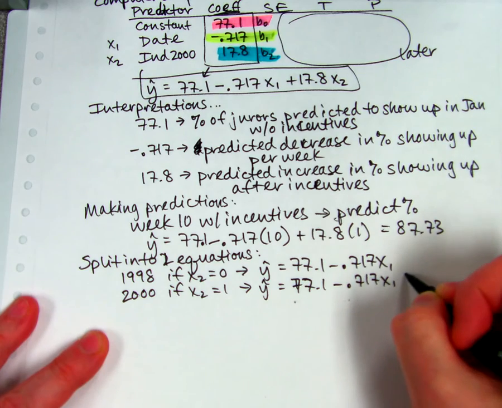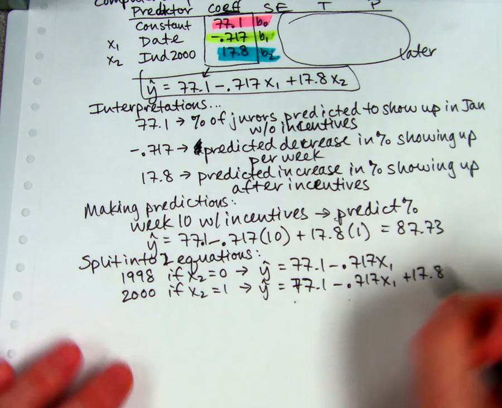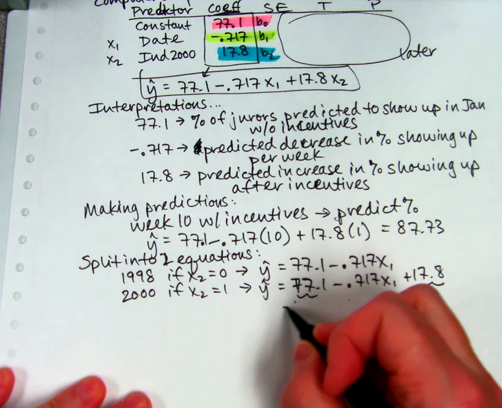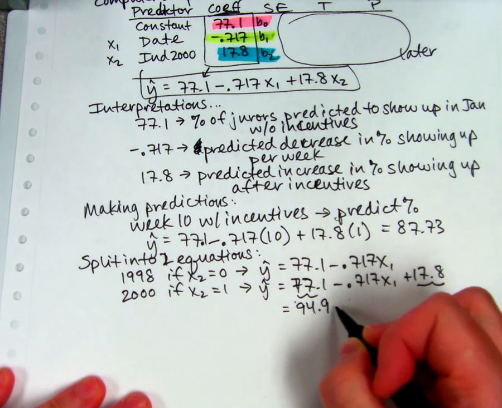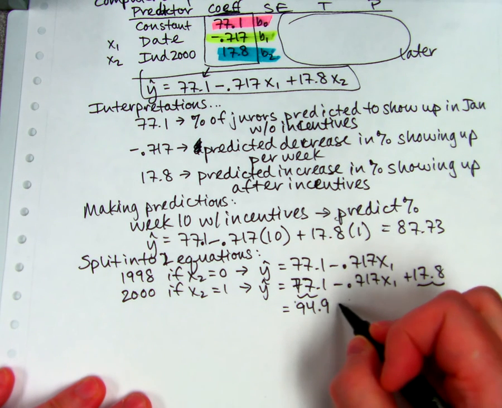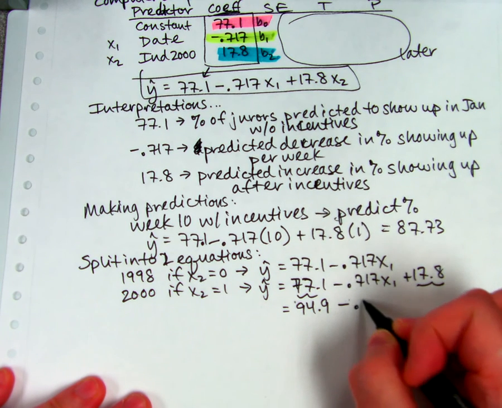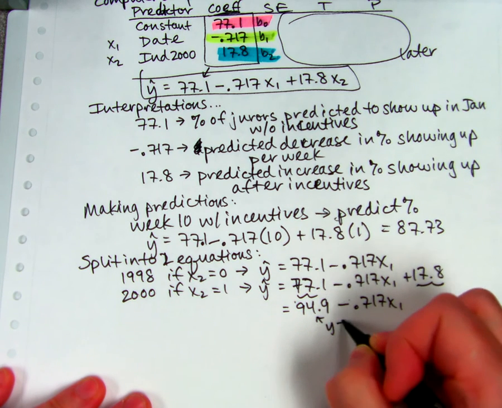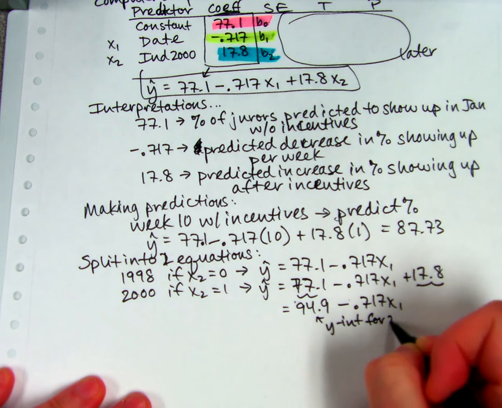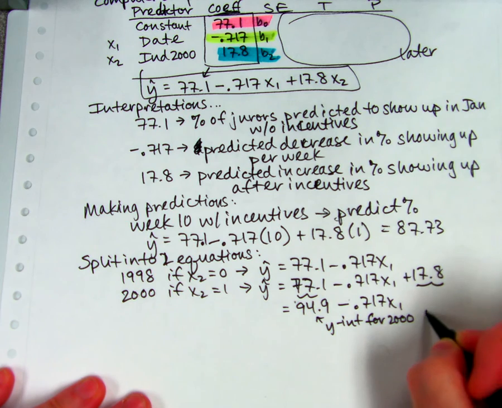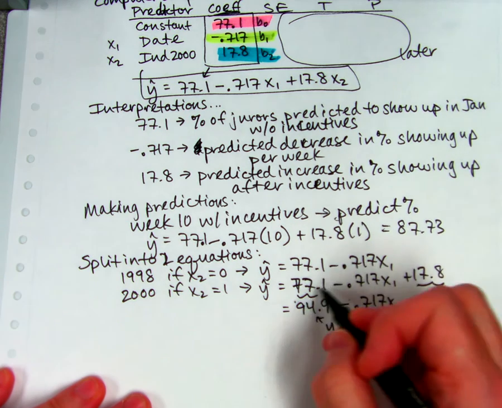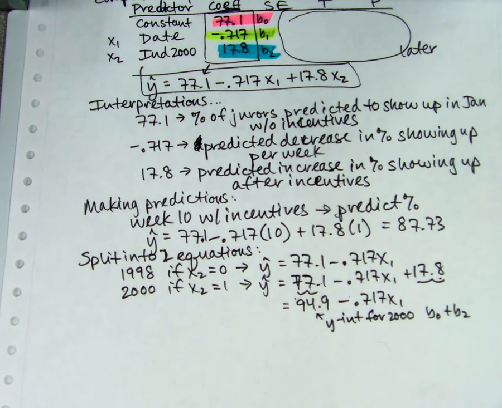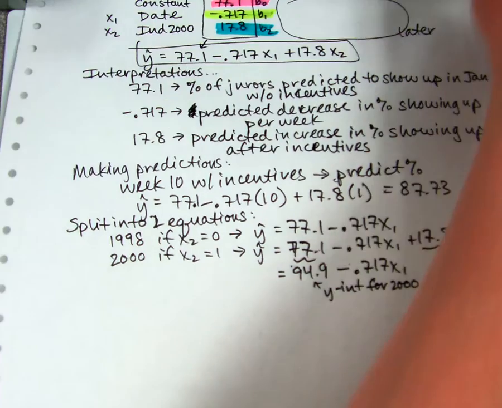I'll write it out this way first. But then you could also simplify it by combining like terms, and when you add those together, you get 94.9%. That's the y-intercept for the with incentives. That's pretty high. That's my y-intercept for 2000, which remember was the B0 plus the B2. That's B0 and B2 that I just added together to get that. So all that stuff we talked about with the variables, you could also do with the numbers.